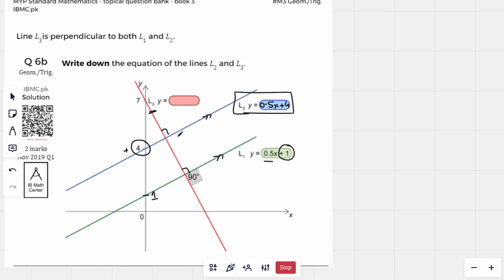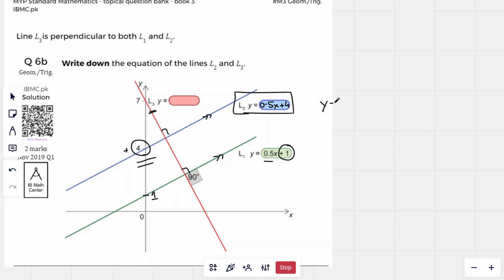Because the red line is perpendicular to both the blue and the green line. So if the gradient of the green line is 0.5, the gradient of the blue line is also 0.5. Where are they different? They're different because their y-intercepts are different. The equation of the green line tells us that the y-intercept of the green line is plus 1, and the graph tells us that the y-intercept of the blue line is plus 4.